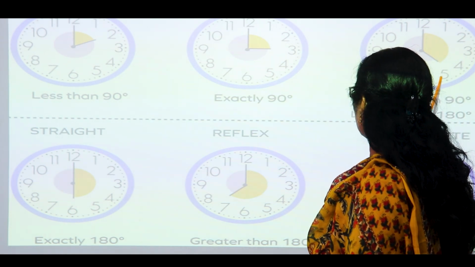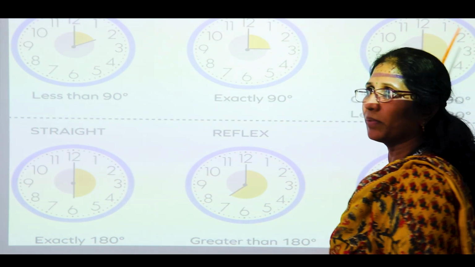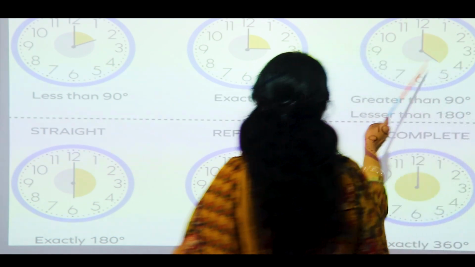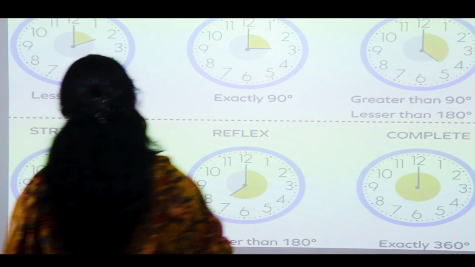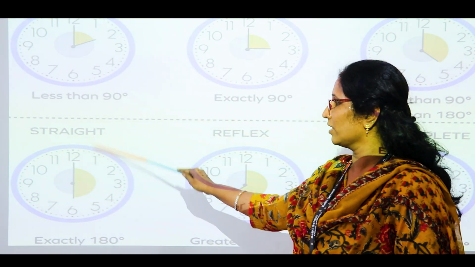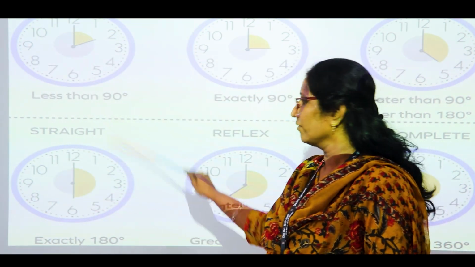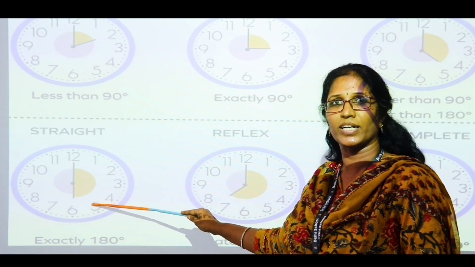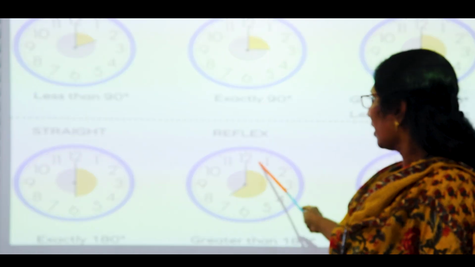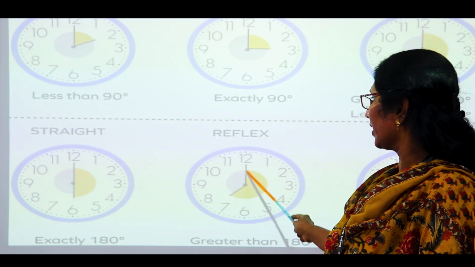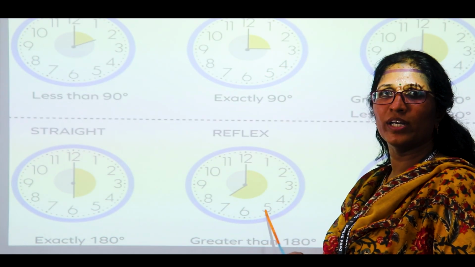In this clock you can see there is a time 5 o'clock, which represents the obtuse, more than 90 and less than 180. And the next, it is a straight angle. You can see here the 6 o'clock time in the clock, which shows exactly forming a 180 degree angle. Next one, reflex angle. After completing 6, when you come to the 7, it shows that the angle is more than 180.